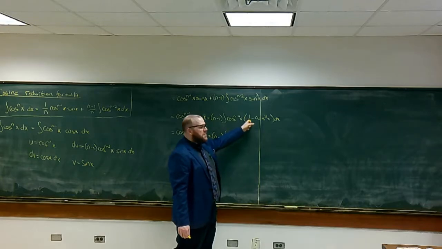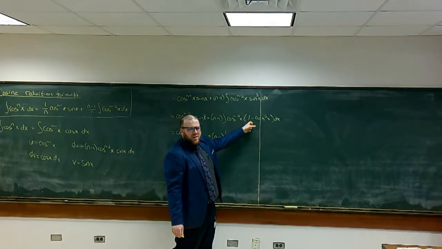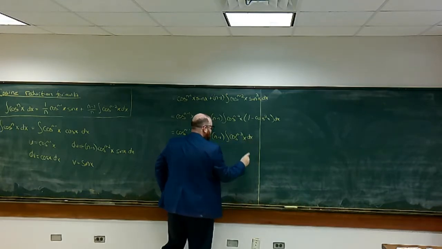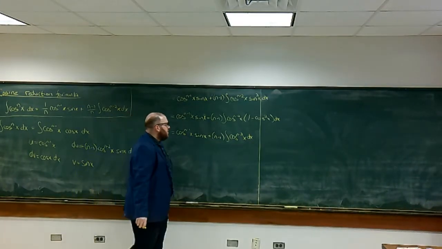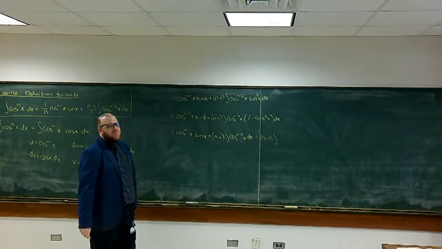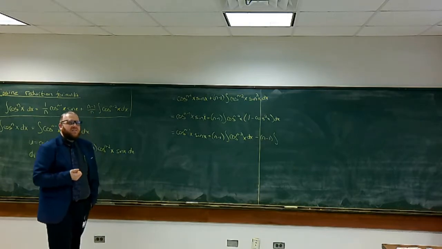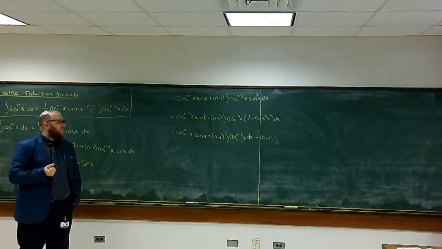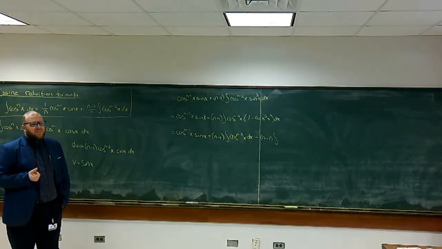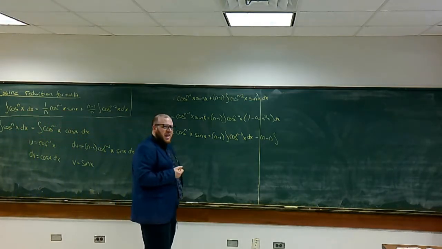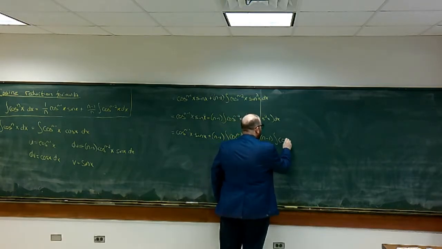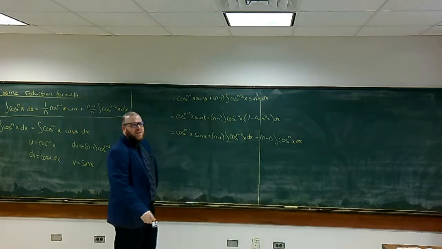Distribute this cosine to the n minus 2 through. I'm also going to write this as two separate antiderivatives. So that's the times 1. Cosine to the n minus 2 times cosine squared. What was minus 2 plus 2 then? Cosine to the n, right? Yes, it's just cosine to the n.